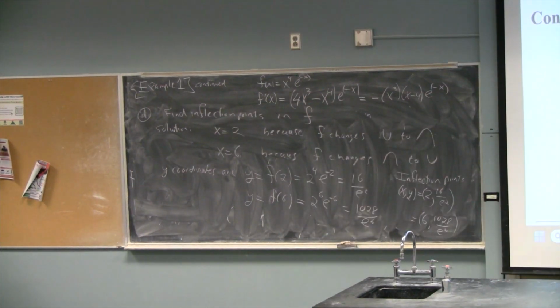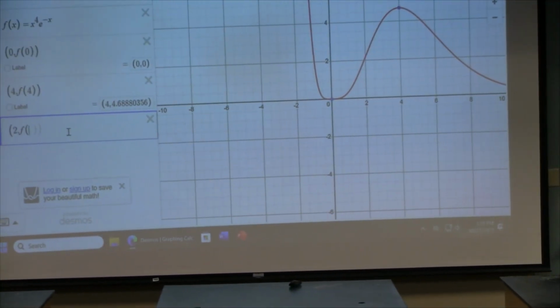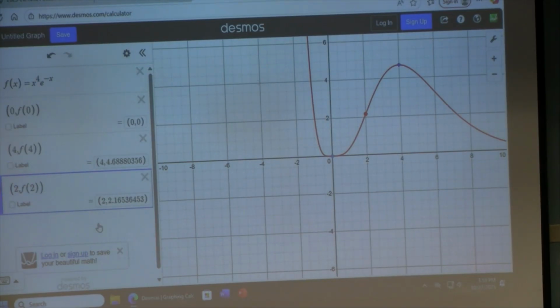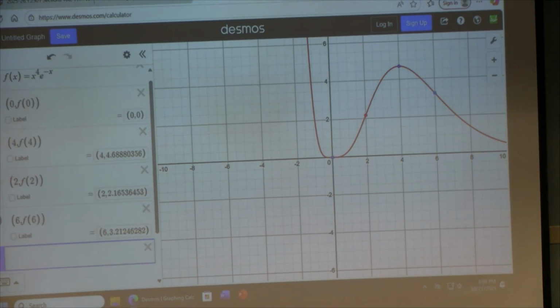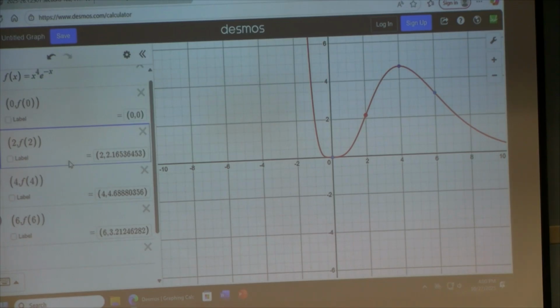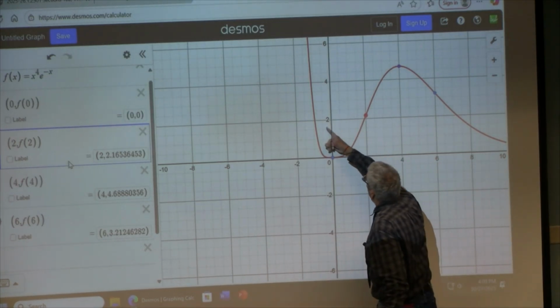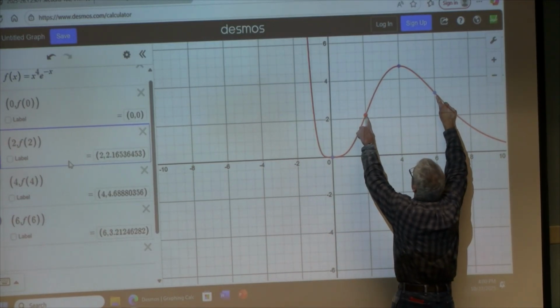We can get those on the graph. So I can add 2 comma f of 2 and 6 comma f of 6. I'm going to move this point up higher. So notice the graph is concave up, then concave down, then concave up. So those are those two inflection points.